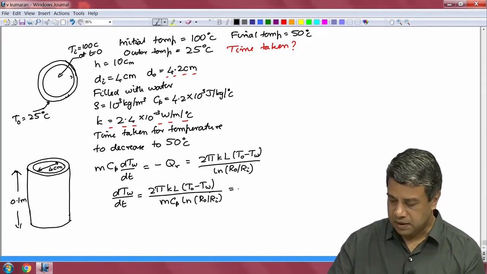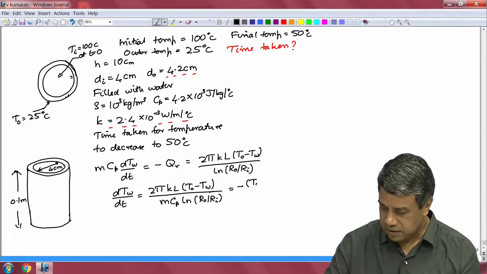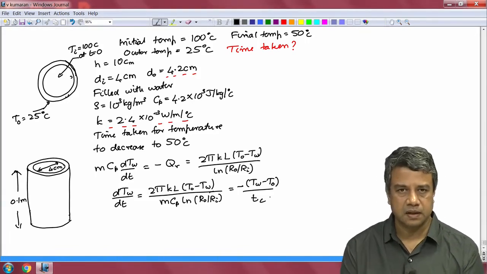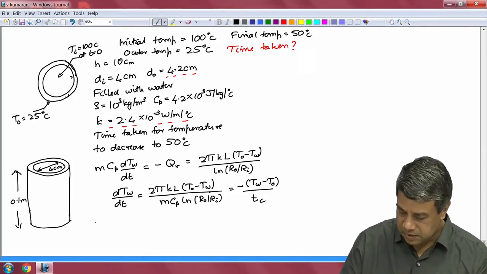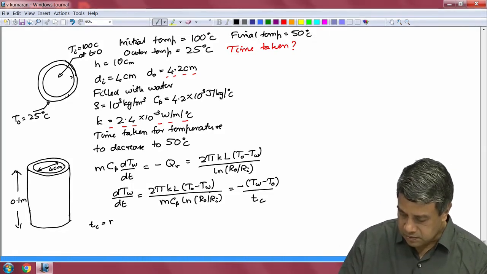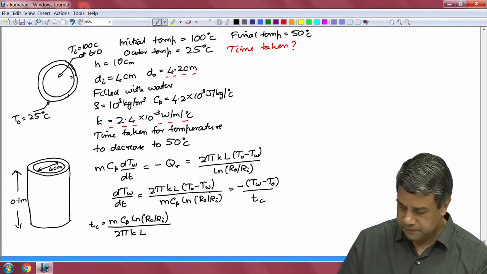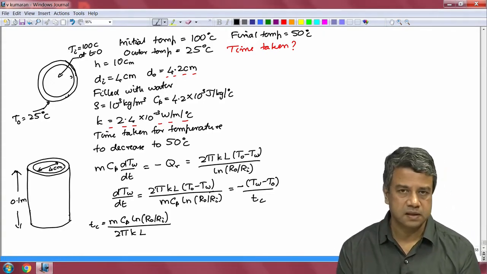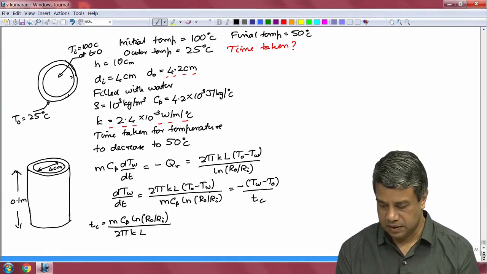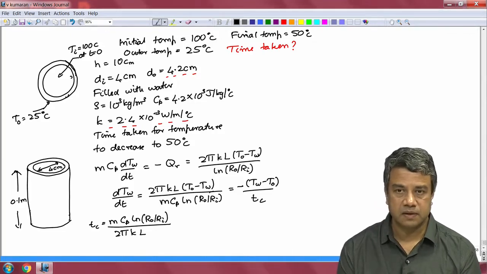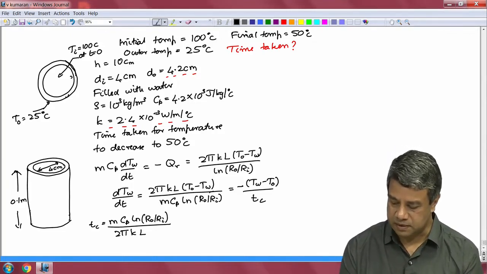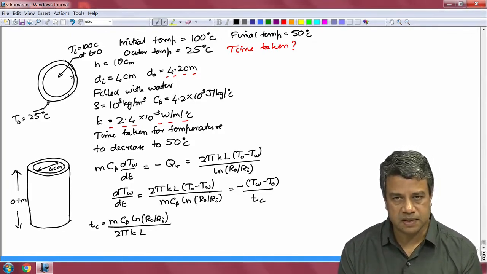I can write this as minus of (T_W minus T_0) by a characteristic time. What is that characteristic time? T_c is equal to m Cp ln of R_o by R_i divided by 2 pi k L. That is the characteristic time. And to evaluate the characteristic time, I have to determine what is the mass of water, we know what is the specific heat, and we know what is the length of the cylinder.